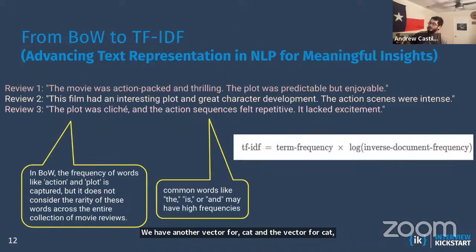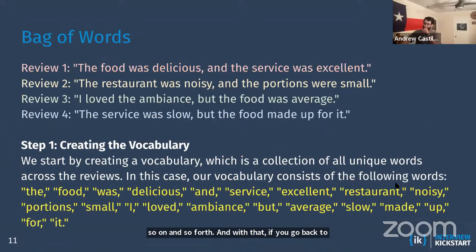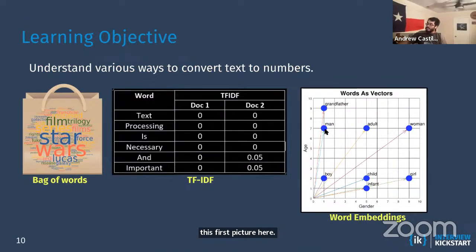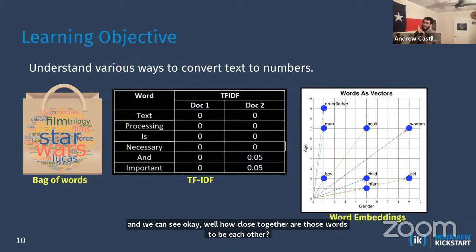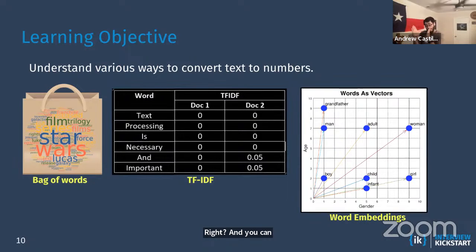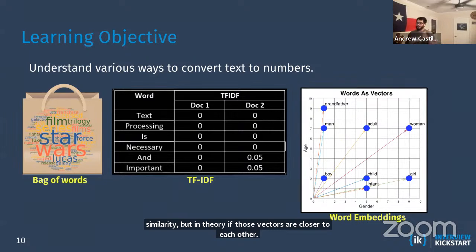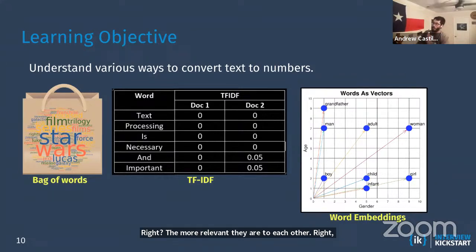If we go back to this first picture here, we have these vectors for various words, and we can see how close together those words are to each other. You can check that with something like cosine similarity. In theory, if those vectors are closer to each other, the more relevant they are to each other. So man and grandfather will be closer together, or child and infant, because we know contextually that those should be pretty similar. But boy and girl should be farther apart.